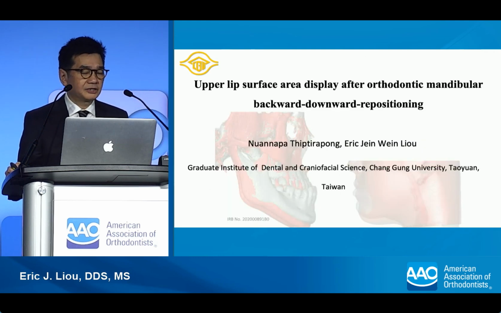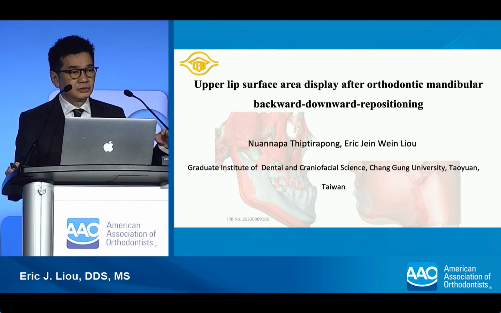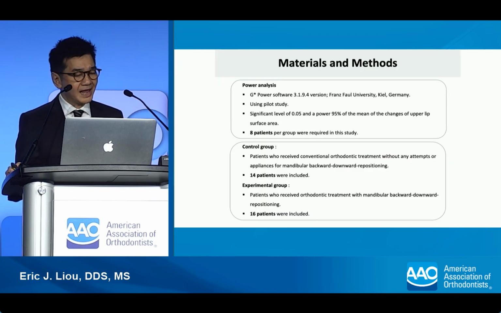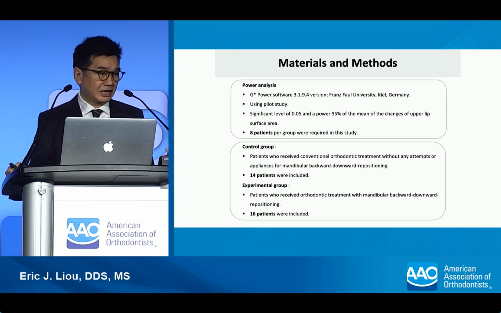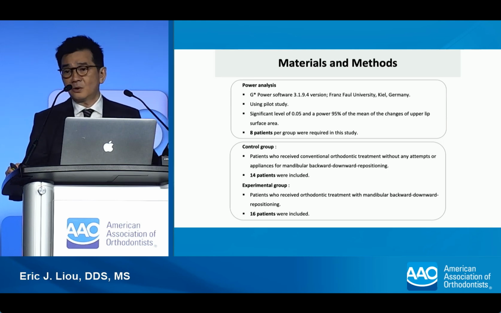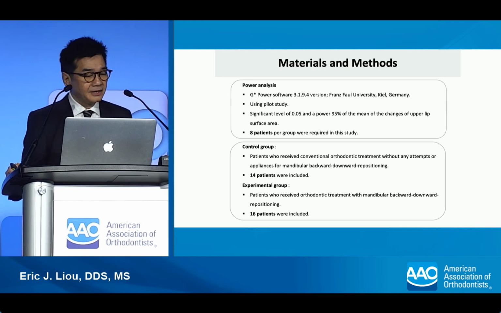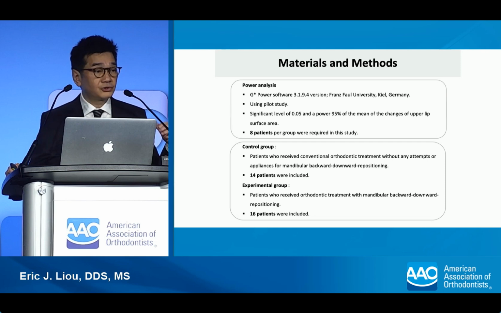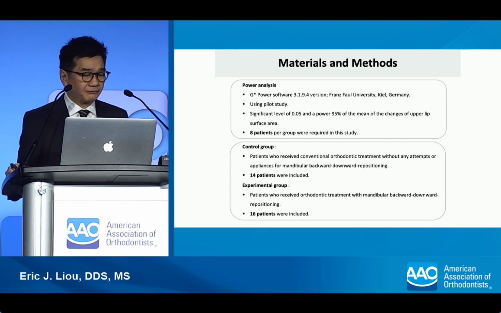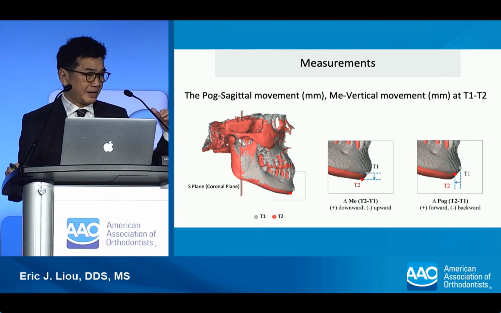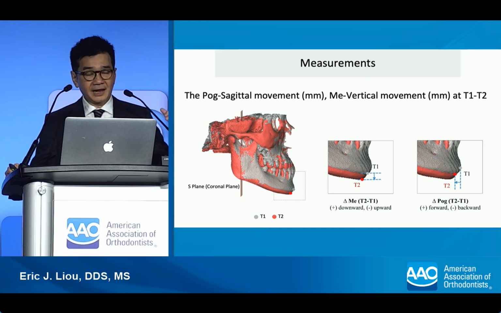So actually we did a study to look at those class 3 patients who had BioRazor for the treatment of their class 3 malocclusion and class 3 face. We had 14 patients in our control group who had no extrusion of the upper dentition and no BioRazor for their treatment. Another 16 patients had extrusion of the upper teeth and also used BioRazor to increase their facial convexity. We measured the changes of the mandibular position, backward and downwards.